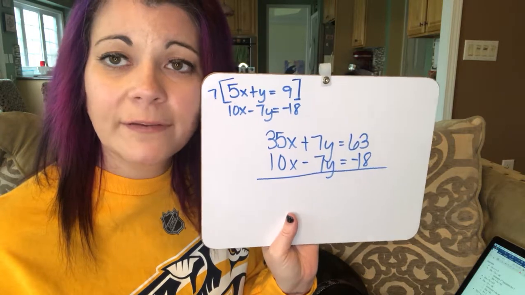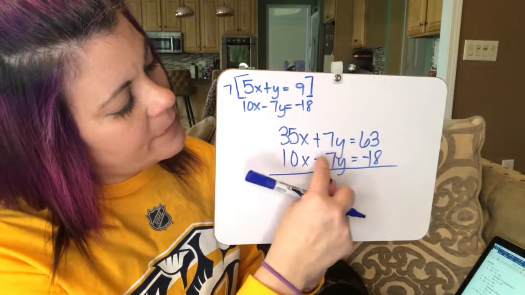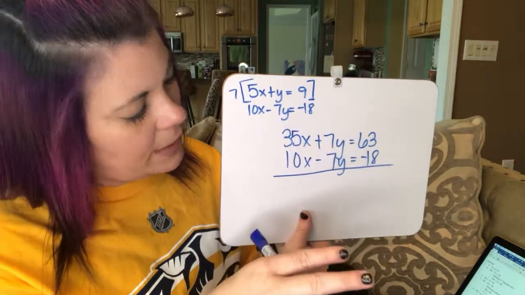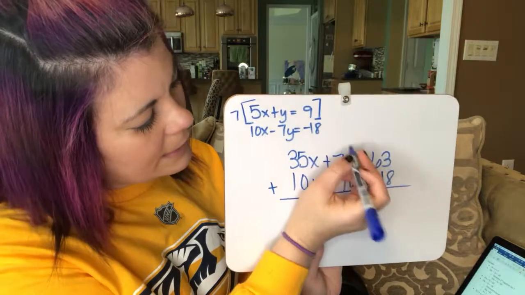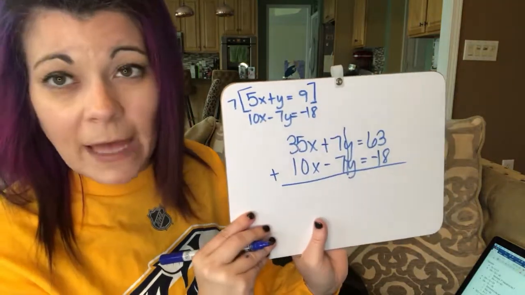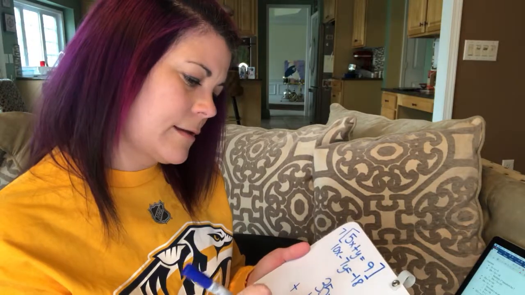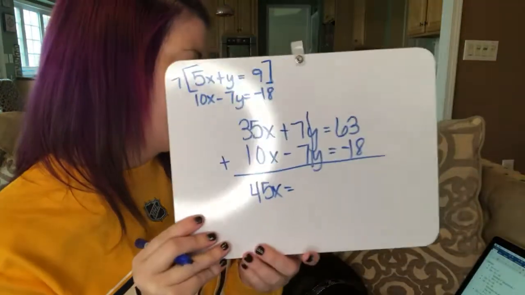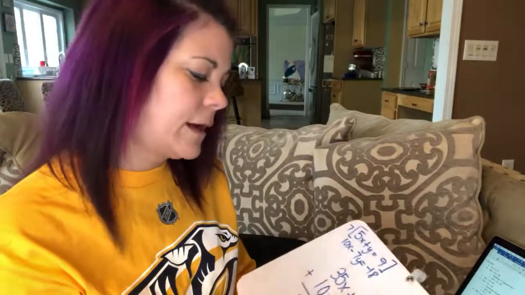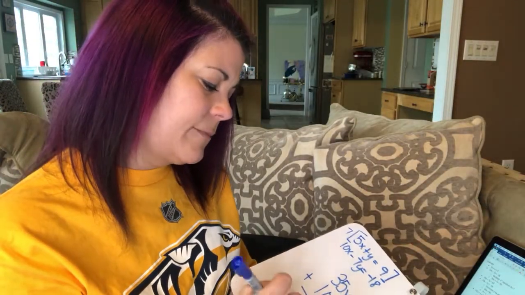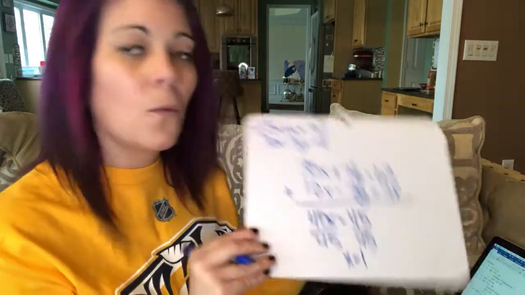Okay, so now I have to decide whether I add or subtract. Well, 7 minus negative 7 doesn't eliminate it, but 7 plus a negative 7 will eliminate it. So we're adding. 35x plus 10x is 45x. And then 63 plus a negative 18 is 45. Divide by 45 on both sides, and x is going to equal 1.